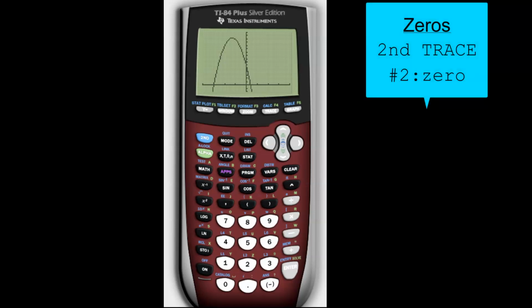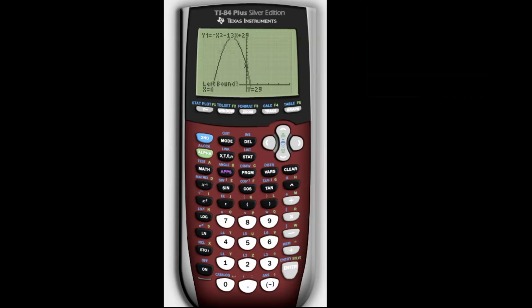So when we find our zeros, we're going to go ahead and press second trace. And we're going to go down to option number 2. And then we're going to press enter. So we're going to start with the 0 that's on the left-hand side. Let's move our cursor all the way over. So we're about right there on our x-intercept. So we want to go a couple clicks to the left, press enter, and then a couple clicks to the right, and then press enter. And then when it says guess, we're going to press enter again.